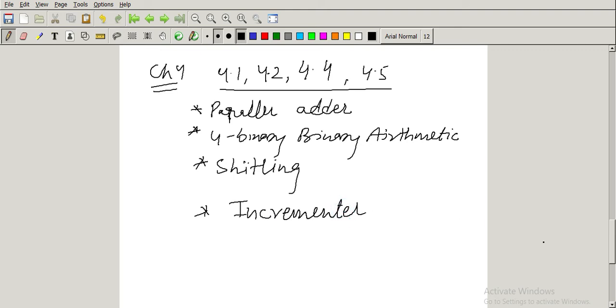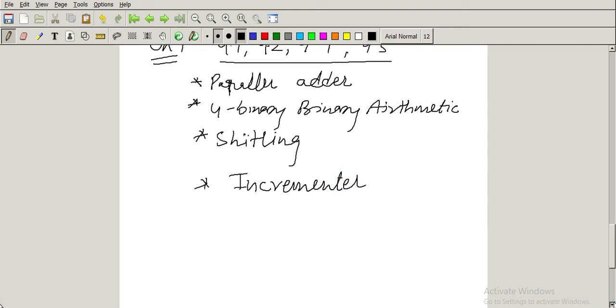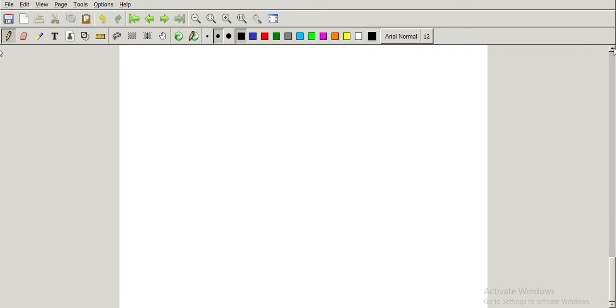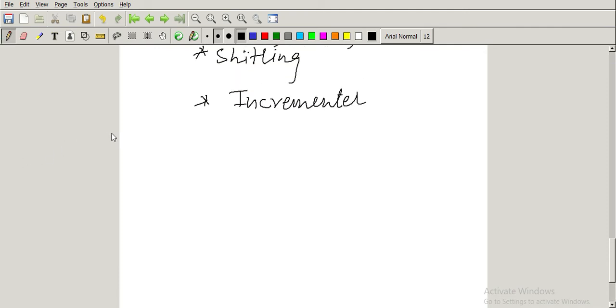So if you think that you are not comfortable with these topics and you have not studied them in your class, let me know. I will make a video on these topics and will differentiate between the diagrams of these adder, adder-subtractor, or incremental circuits, right?